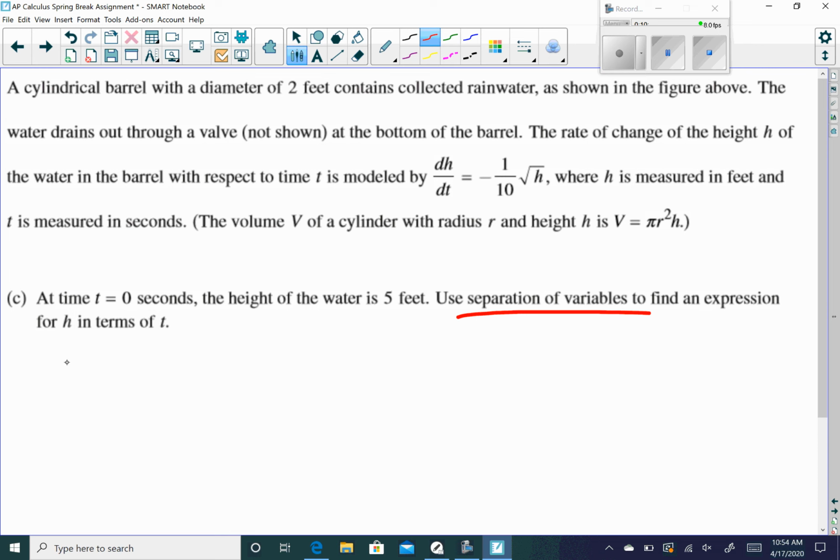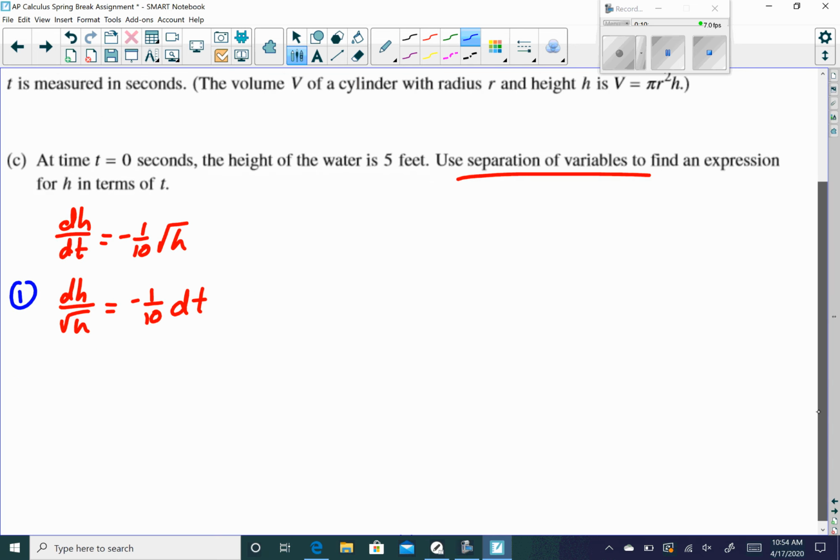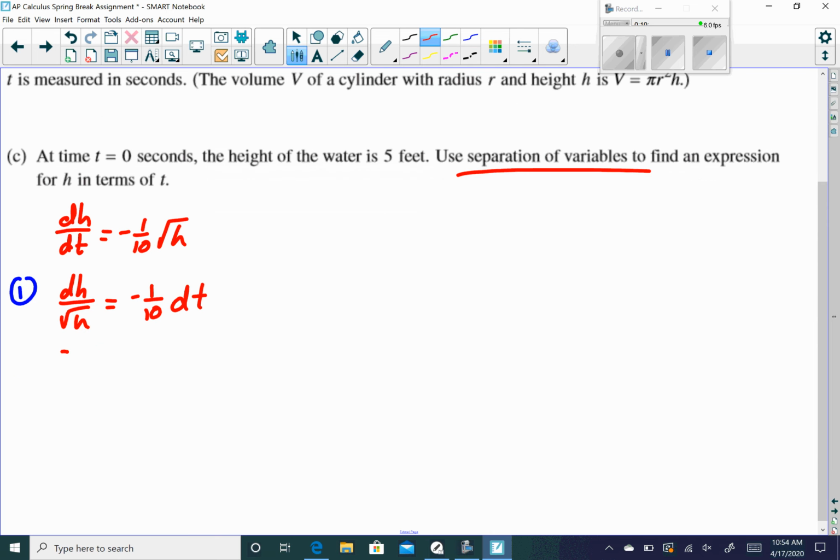So we're going to start with this dH over dt, and separate the variables here. So we're going to get dH over radical h equals negative 1/10 dt. So you get 1 point right away for this step. Now we're going to take the integral of each side. So I'm going to write this as the integral of h to the negative 1/2 dh, and then just negative 1/10 times the integral dt.